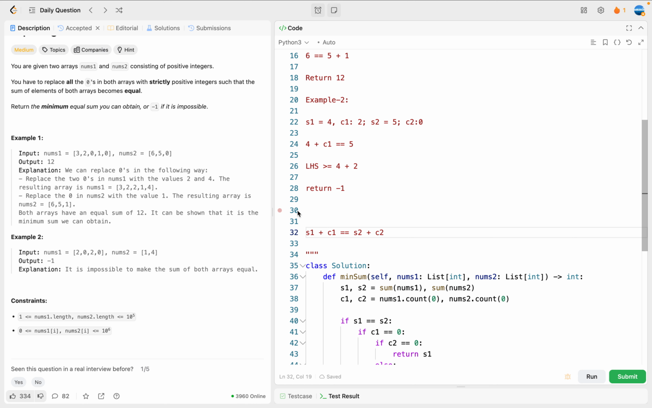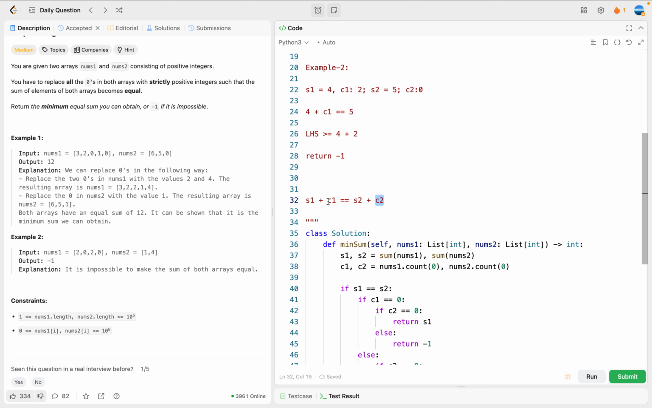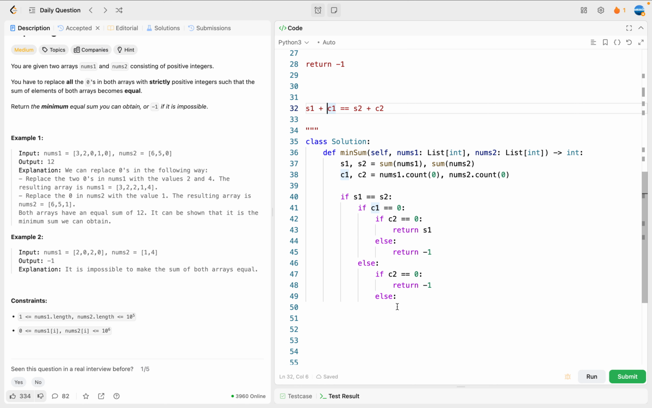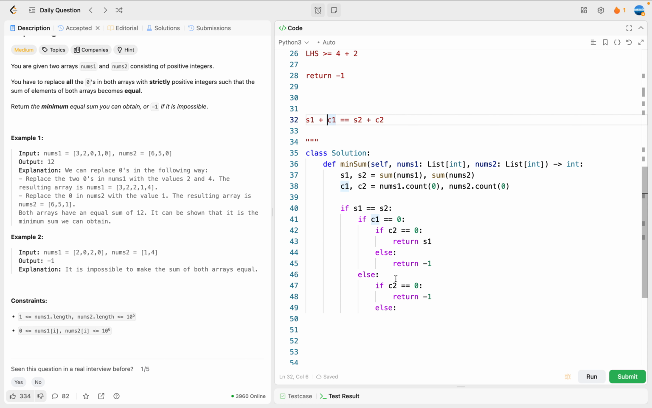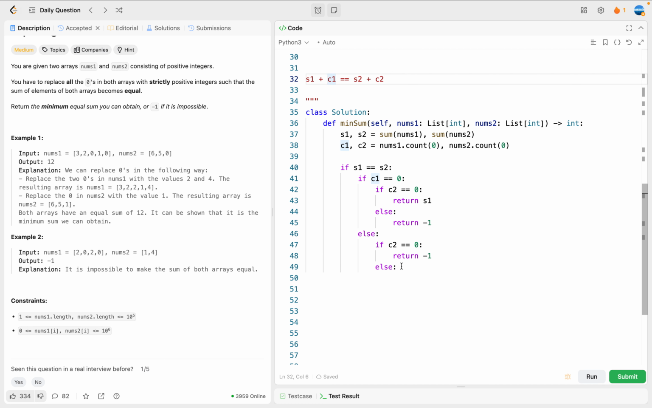So here you should interpret C1 and C2 as two variables, at most the count of zeros. So we need to make this the larger one, right? So we just need to return the larger of C1 or C2. Then we need to return S1 plus the larger, or S2, because S1 and S2 are the same. So we need to return S1 plus max of C1 and C2. So this is the one case when S1 equals S2.